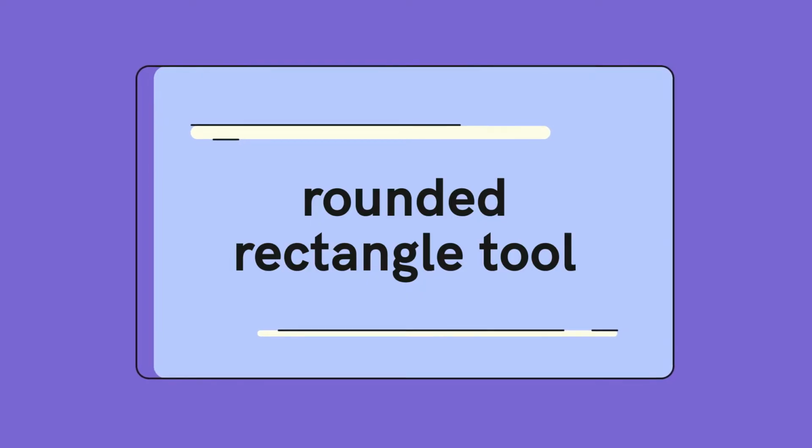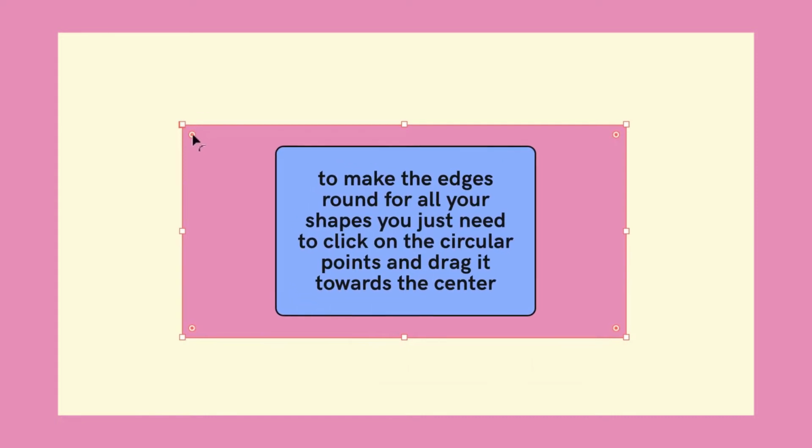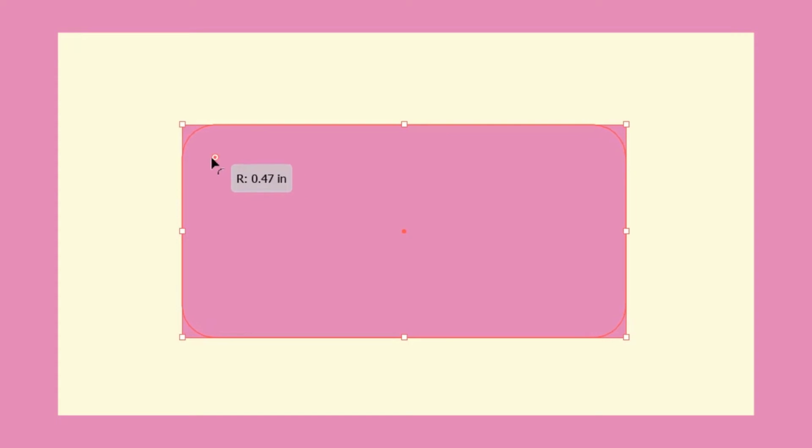To make the edges of your rectangle round, you just need to use the Rounded Rectangle tool, where you can click and drag. To make other shapes round on the edges, you just need to click on the circular points within the object and drag it towards the center to create a rounded look.